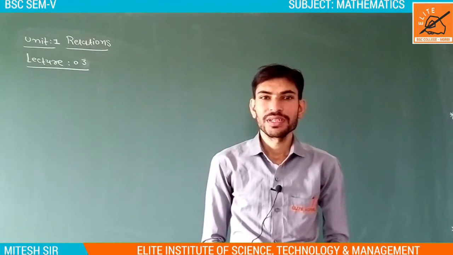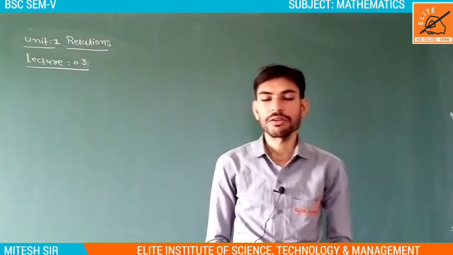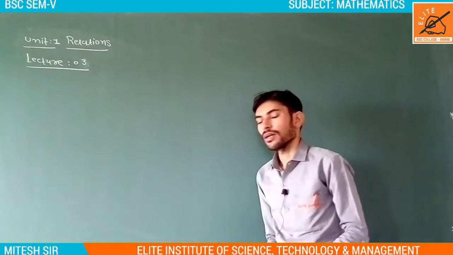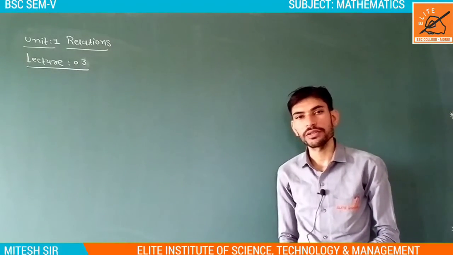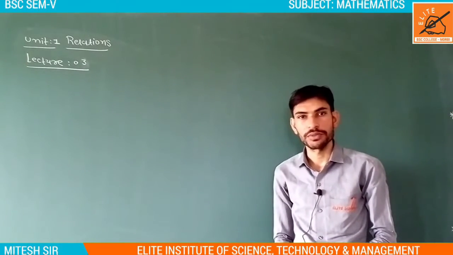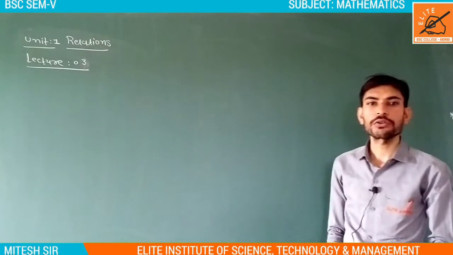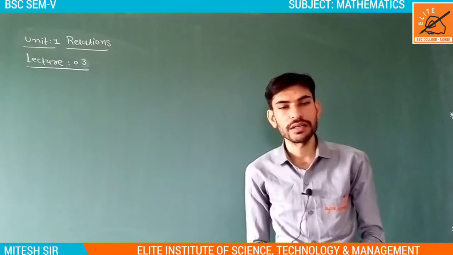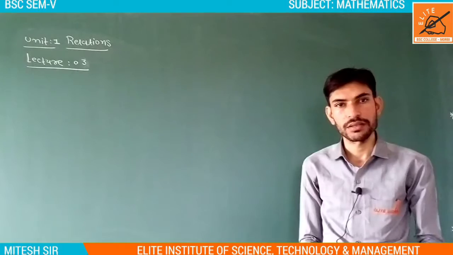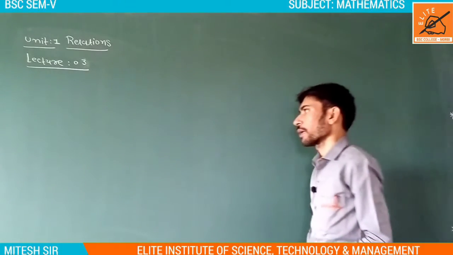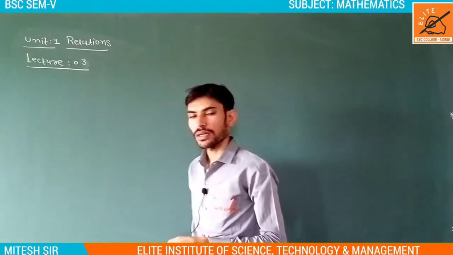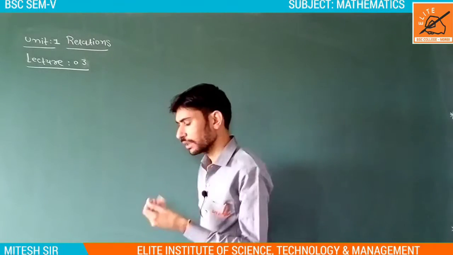Hello students, this is the third lecture in unit number 1, relations. In this lecture we are going to discuss the types of the relation. There are two types of the relation, identity relation and inverse relation. First of all we define the definition of identity relation and later we will discuss its related examples.